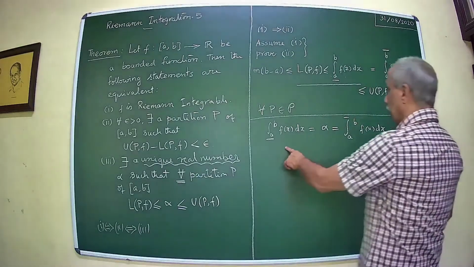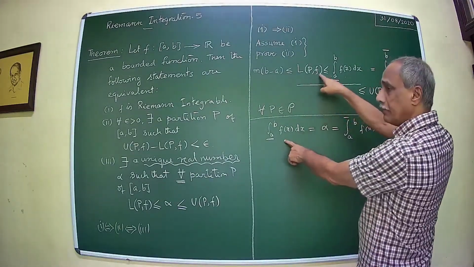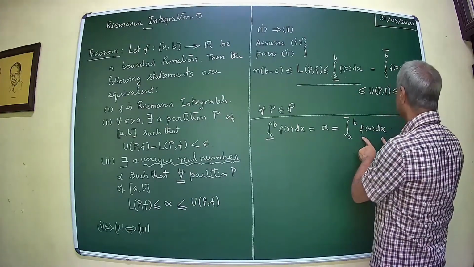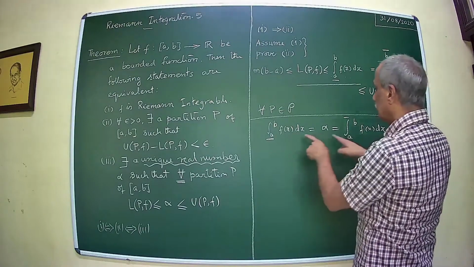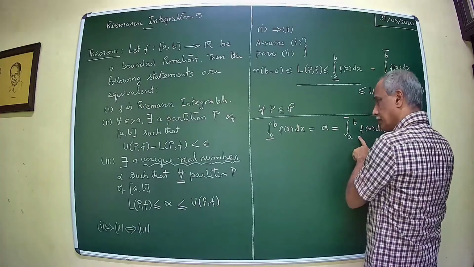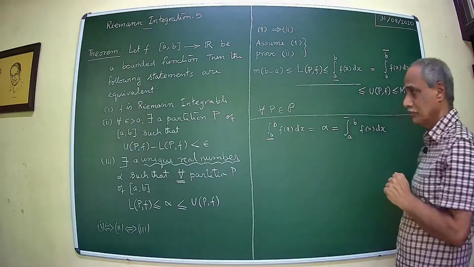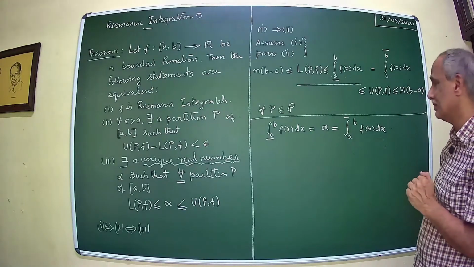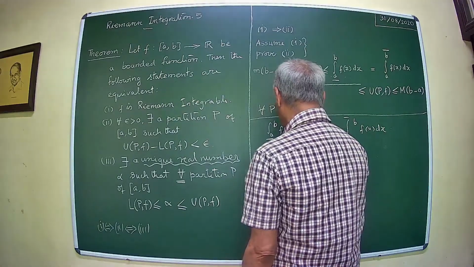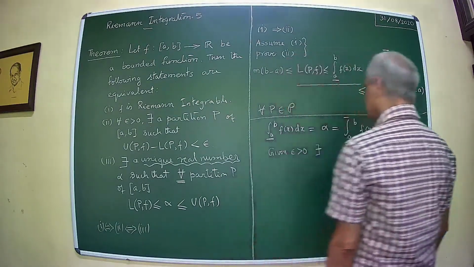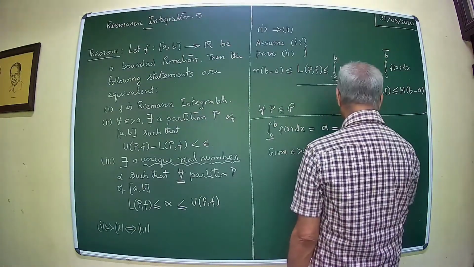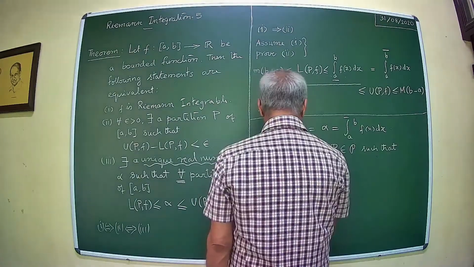Now this is nothing but the supremum of LPF, and this is nothing but the infimum of UPF, which means the supremum of LPF and the infimum of UPF are equal. What does it mean? It means given epsilon, there exists a P1 belonging to P such that alpha minus LP1F is less than epsilon.